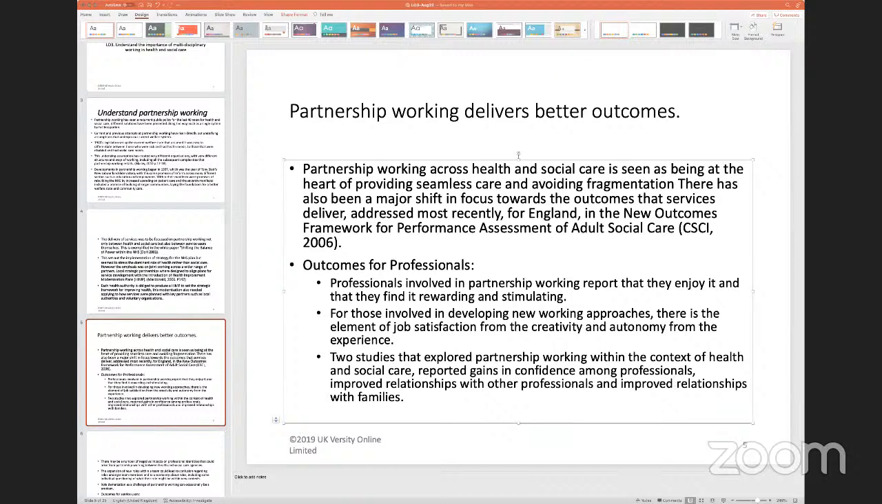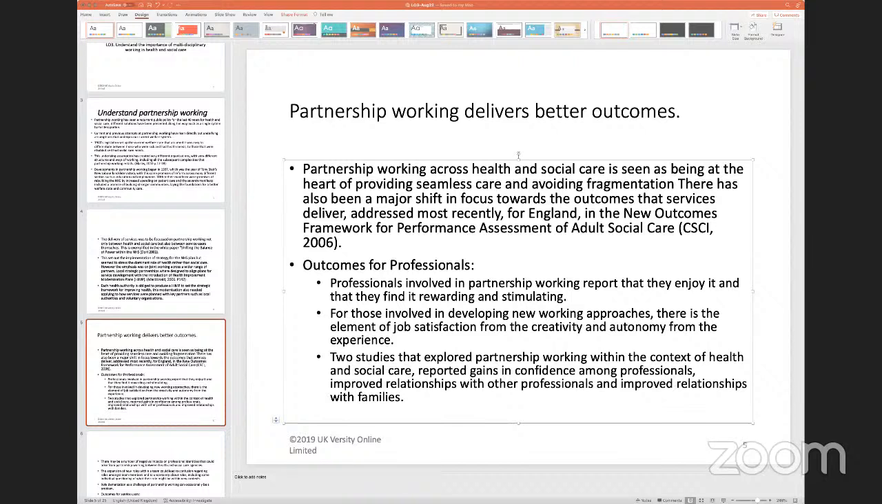Now, when we look at this concept of partnership across the health and social care sector, this has seen a lot of change over the years. And from its adaptation in 1997, and in order to avoid fragmentation, the government has also looked at introducing new frameworks. One of the frameworks which has been introduced is the new outcomes framework for performance assessment of adult social care. And this was introduced in 2006.